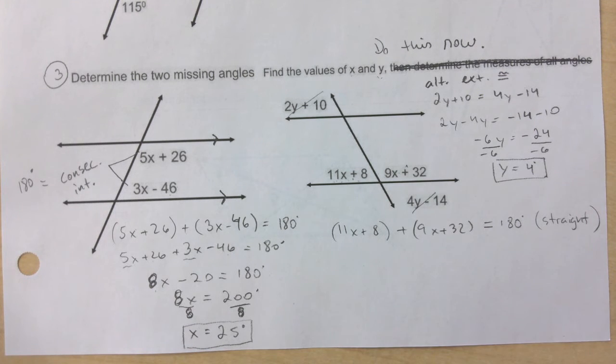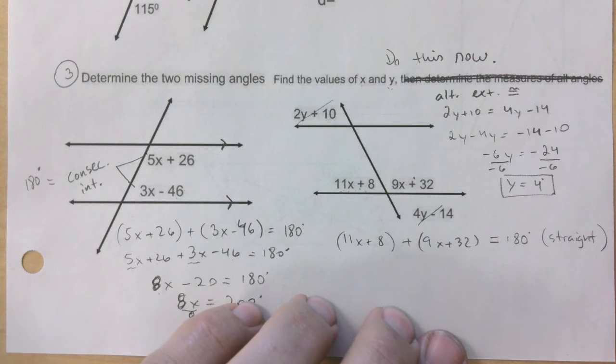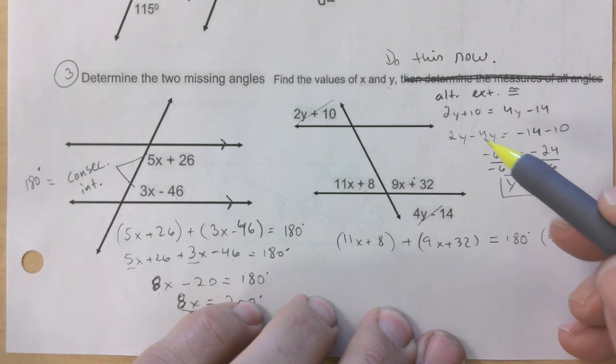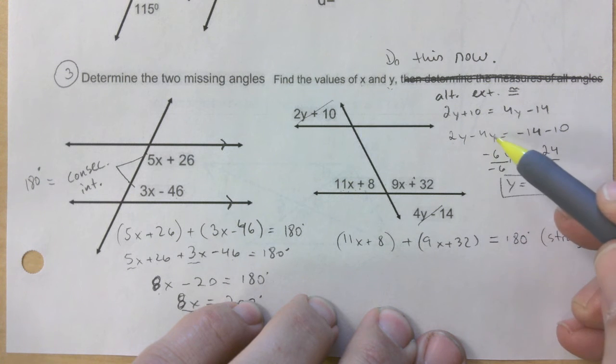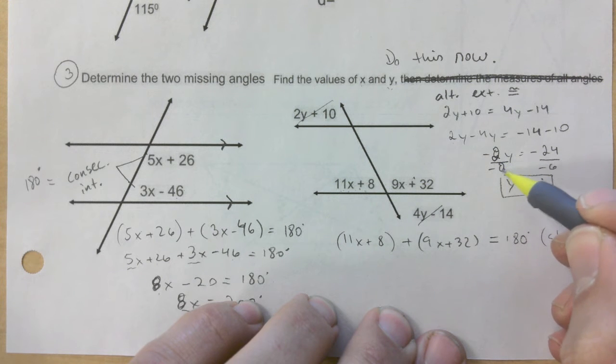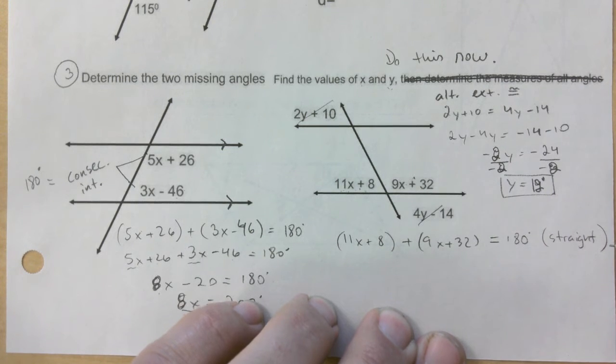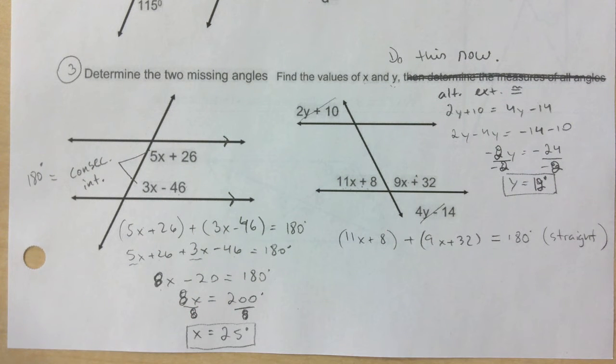Anthony, did you find a mistake? Oh, yes. Thank you. Sorry, guys. I hope you caught it before you wrote it down. 2y minus 4y is negative 2y. So you have to divide everything by negative 2, giving you 12.